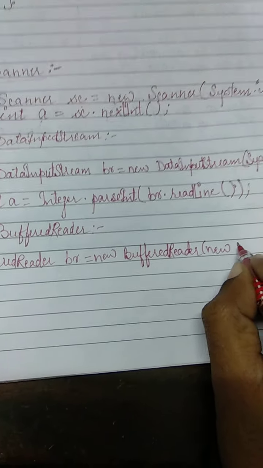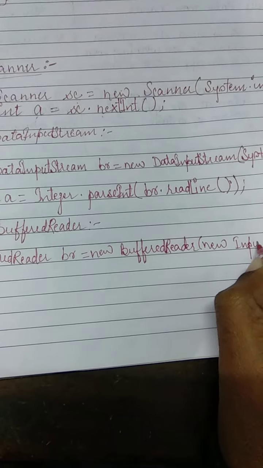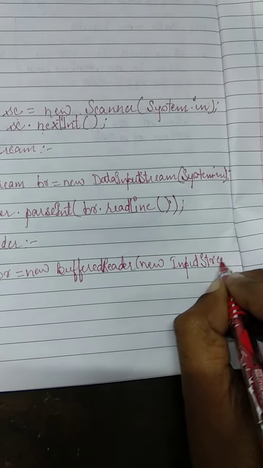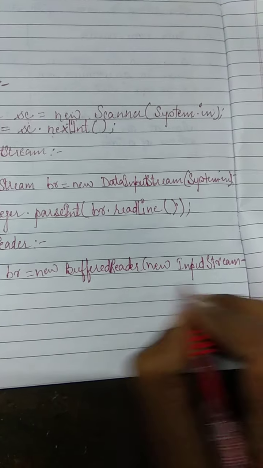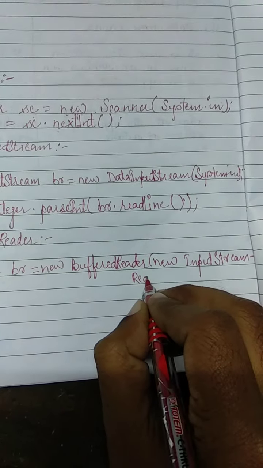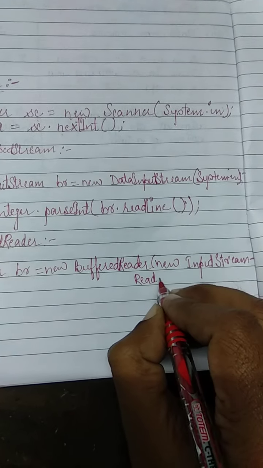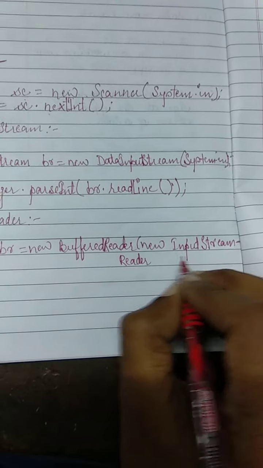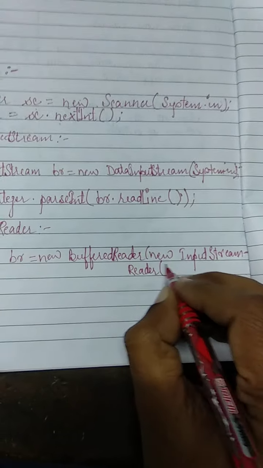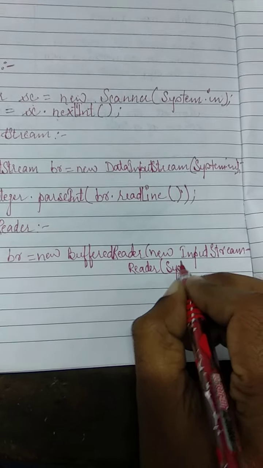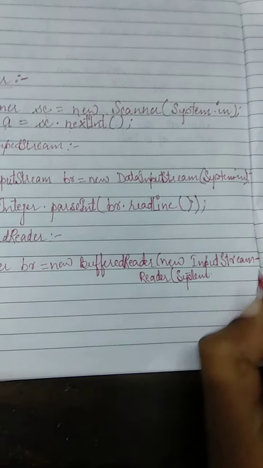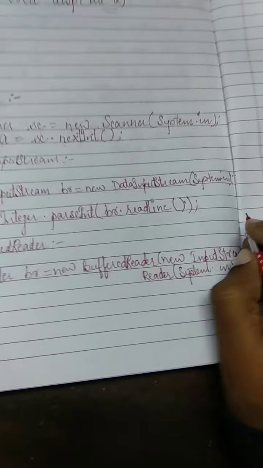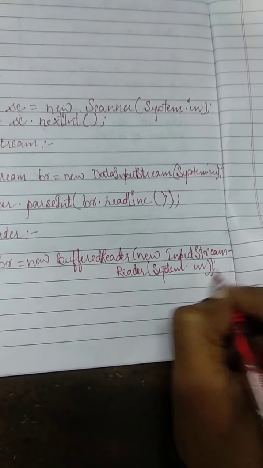new InputStreamReader. There is no space. Since there is no space there, I am going to write it on the next line, but there is no space between InputStreamReader, and then after that System dot in. All three brackets you need to close.